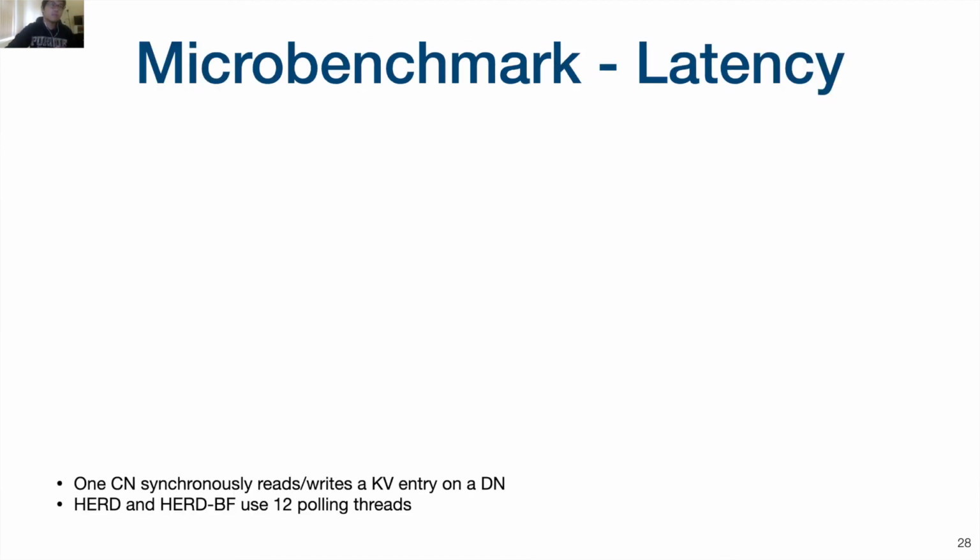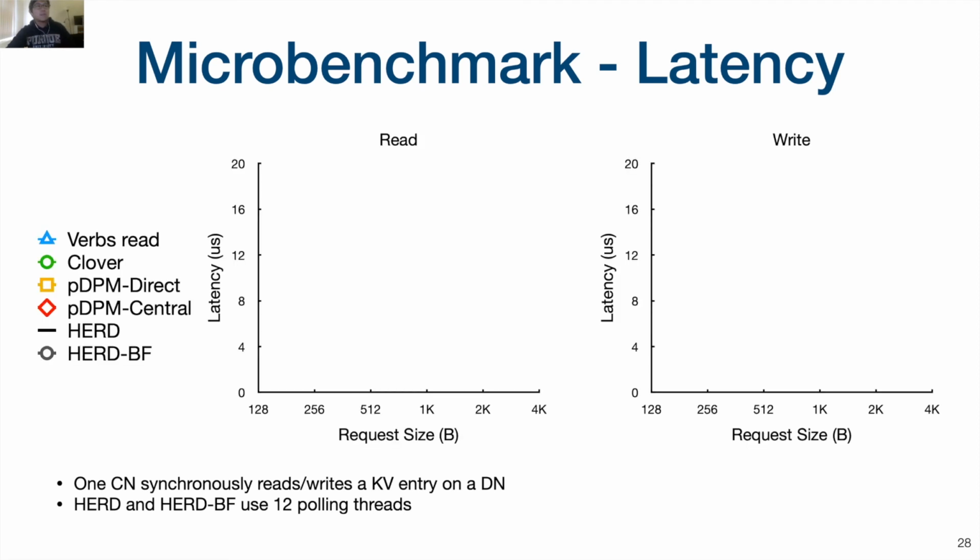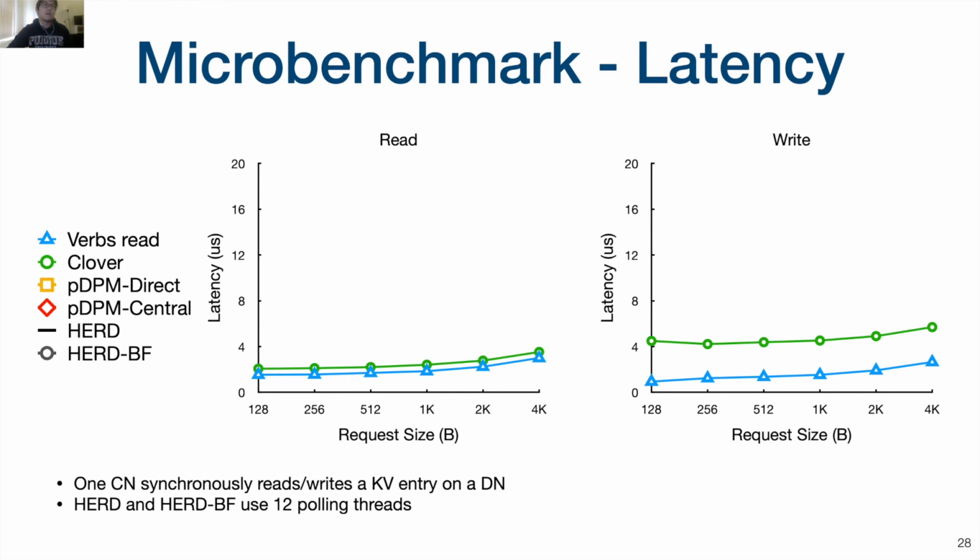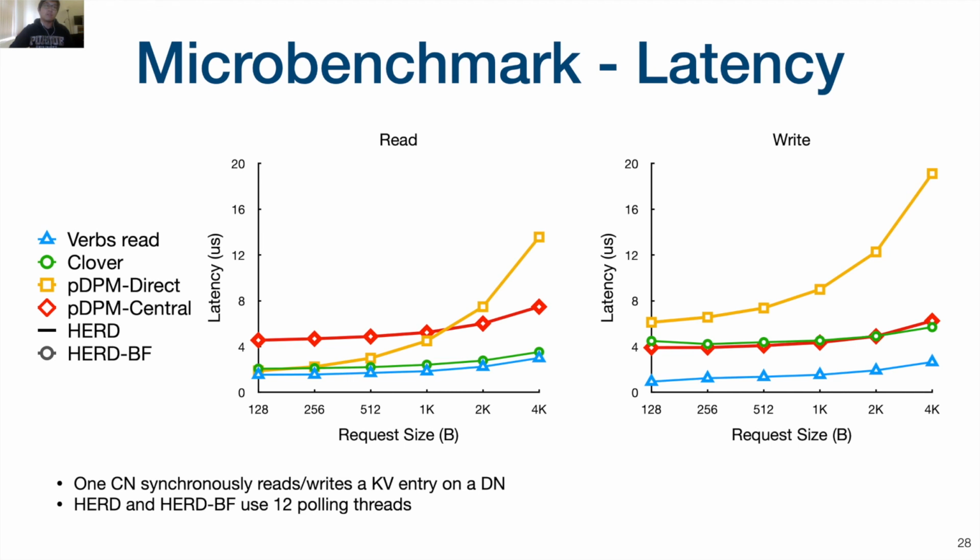We first measure the latency of KV reads and writes. 1 CN synchronously reads and writes KV entries. Our latency baseline is RDMA verbs read and write. Clover's read is very close to raw verbs read. Clover's write is worse than read because write has an extra RTT and some protocol processing time. As expected, PDPN Direct latency increases dramatically when request size increases, at which point the checksum calculation time dominates. Central's read and write latency is always around 2 RTTs.